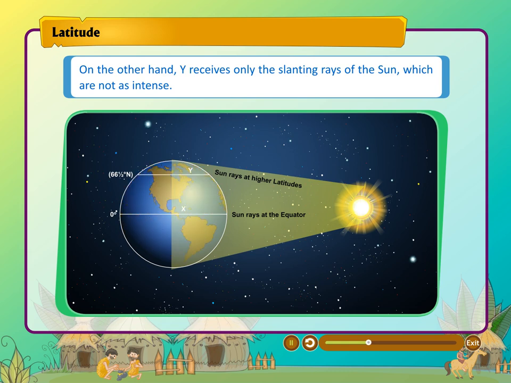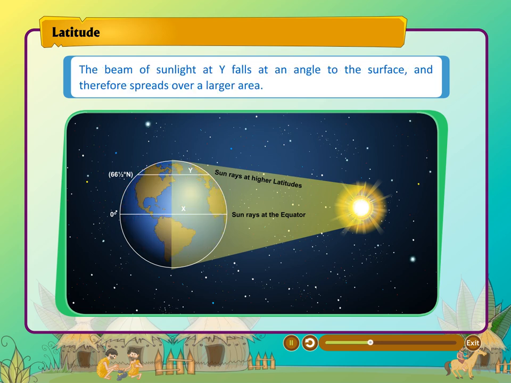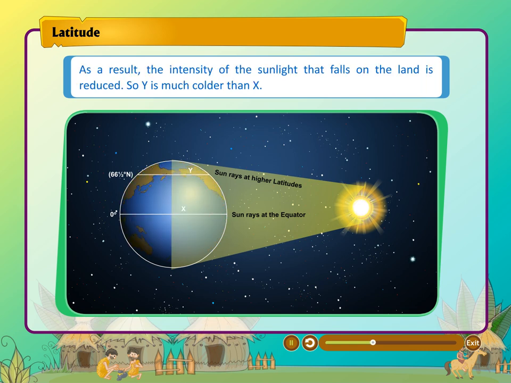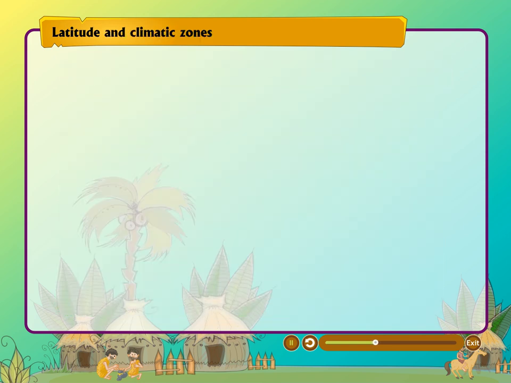On the other hand, Y receives only the slanting rays of the sun, which are not as intense. The beam of sunlight at Y falls at an angle to the surface and therefore spreads over a larger area. As a result, the intensity of the sunlight that falls on the land is reduced. So, Y is much colder than X.